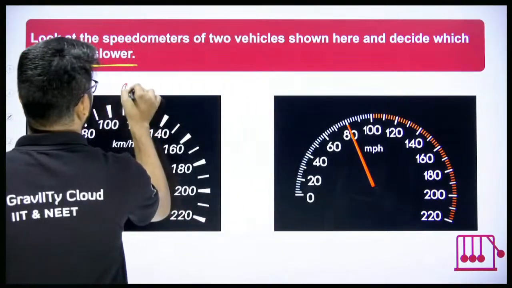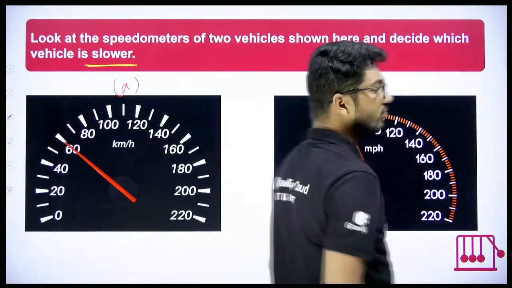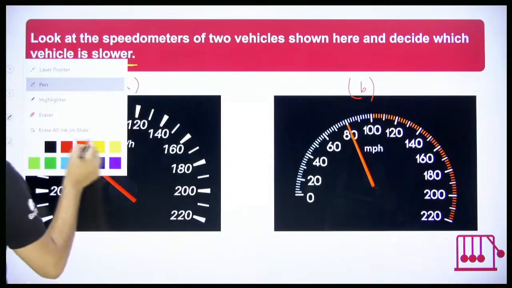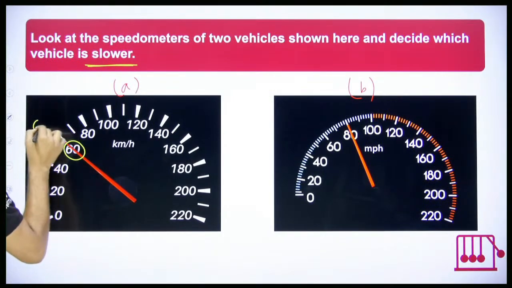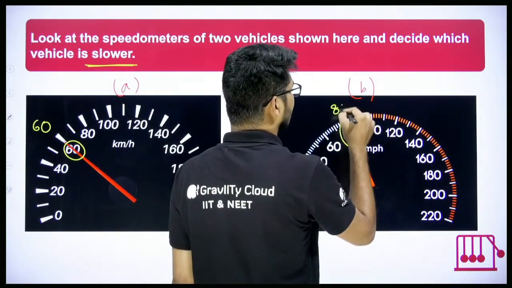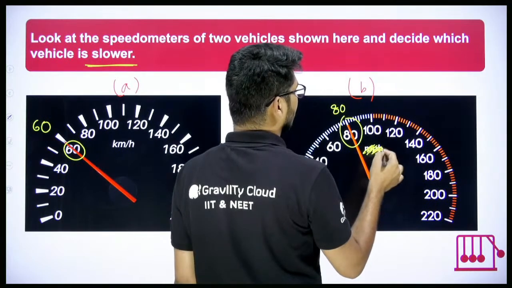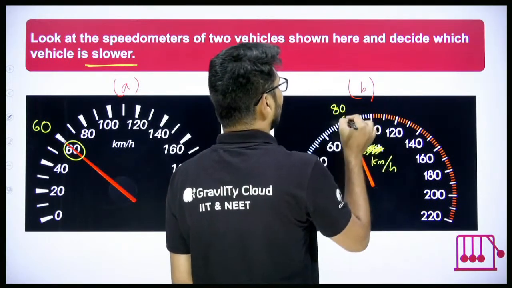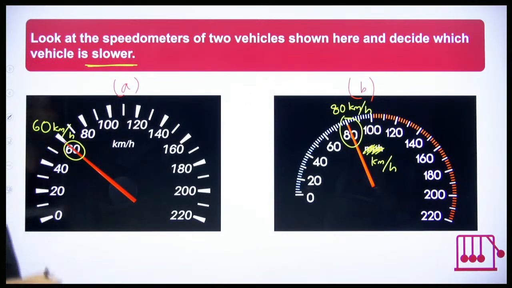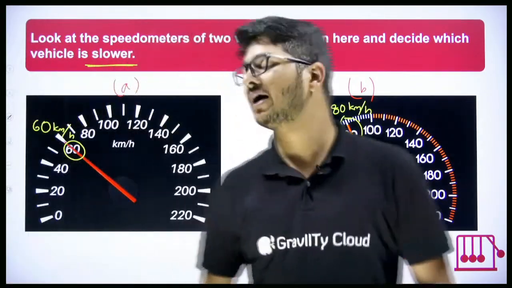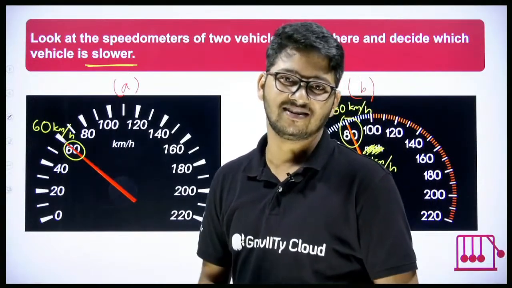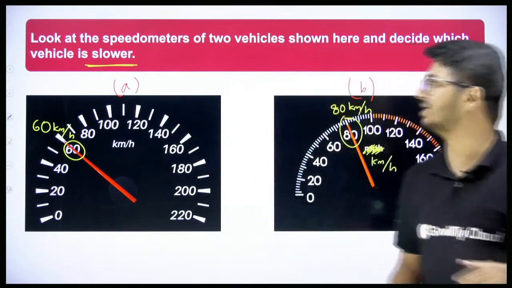Which one? If I call this A and this B, which vehicle is slower, A or B? Everyone, vehicle A is showing us how much speed? It is showing 60 kilometer per hour. And what is vehicle B showing? It is showing 80. Let's just take it as kilometer per hour to avoid confusion. So 80 kilometer per hour, 60 kilometer per hour. Then obviously we can say 60 kilometer per hour is the slower vehicle. Clear? Understood? Good. Let's continue.